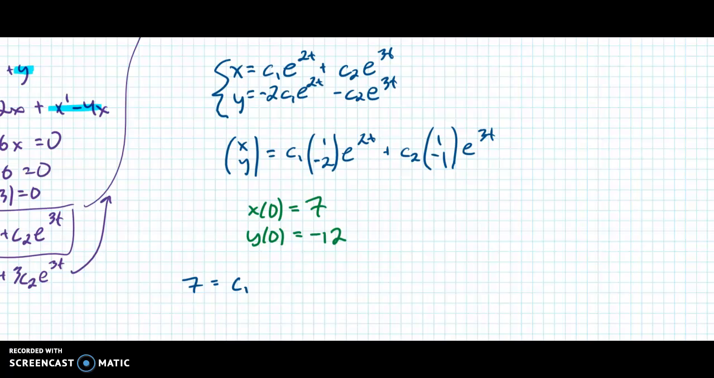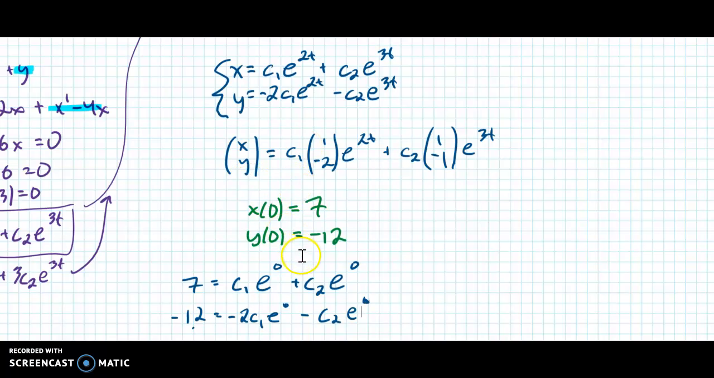I get C1 e to the 2 times 0, which is 0, plus C2 times e to the 3 times 0, which is 0. And then down here, similarly, I get -12 is equal to -2C1 e to the 0 again, and then minus C2 e to the 0.